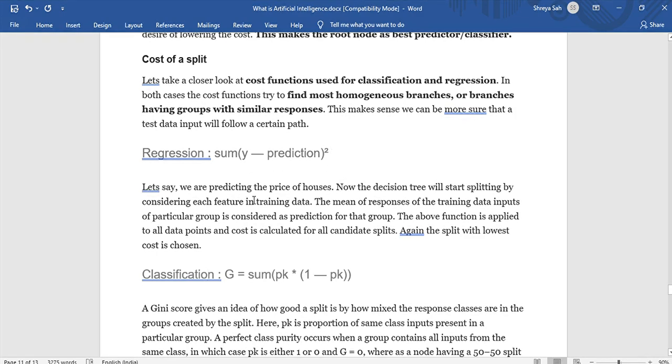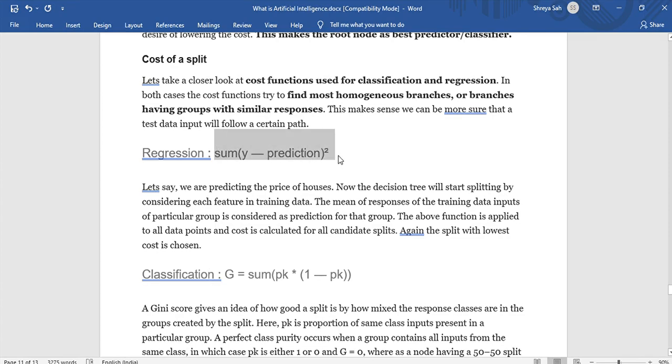Let's say we are predicting the price of houses. The decision tree will start splitting by considering each feature in the training data. The mean of the responses of the training data inputs of a particular group is considered as the prediction for that group. The above function is applied to all data points and cost is calculated for all candidate splits. Again, the split with the lowest cost is chosen. So this happens.